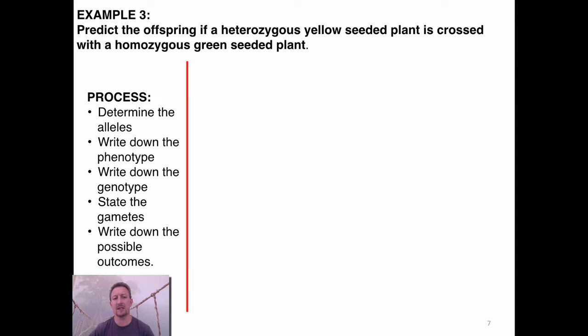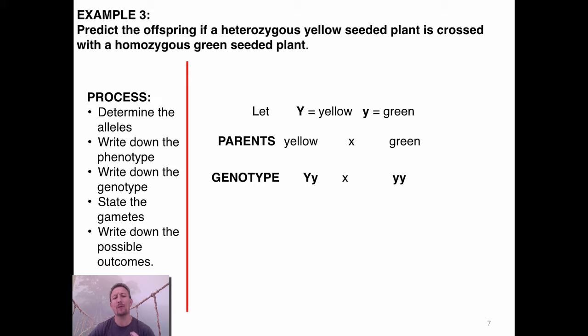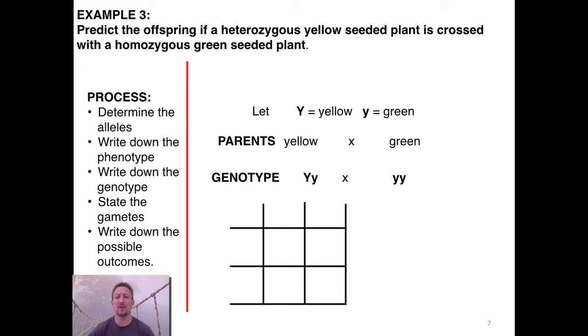So there's our process again, making sure that you understand the process and go through it bit by bit. Once you've learnt this, you won't need this process anymore, you'll automatically do it. So what are our alleles? We've already determined those. We're going to use capital Y, little y. What are our phenotypes? So we've got yellow and green. What are our genotypes? Well, we know that we've got heterozygous yellow, so it's going to be capital Y, little y, and we've got green, which is homozygous recessive, and then we place it into our Punnett square.